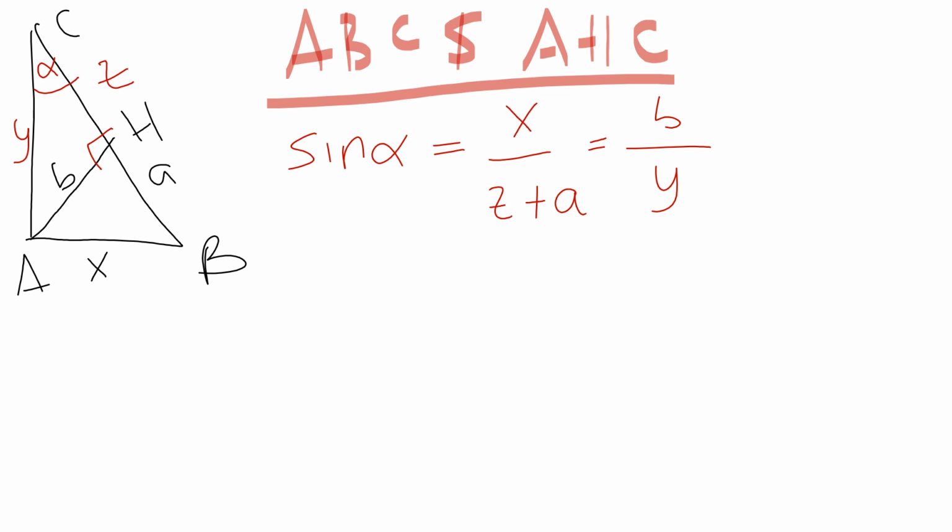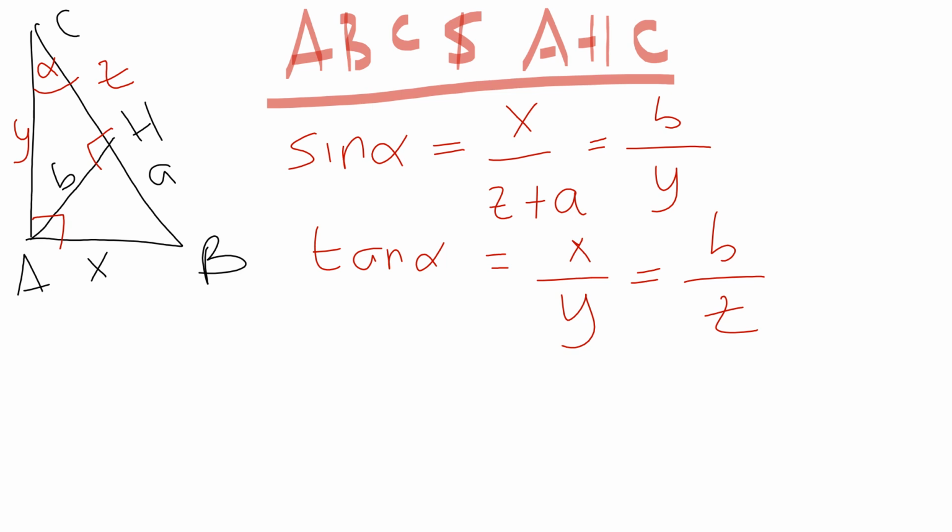If I go to tan alpha, tan alpha is opposite over adjacent. For the bigger one, the opposite will be X, and the adjacent with respect to alpha is Y, because there's a 90-degree angle here. Now for the smaller one, the opposite to alpha is B, and the adjacent is Z. So we have to look for the ratio between the corresponding side lengths to see if they are all equal, and then we conclude.